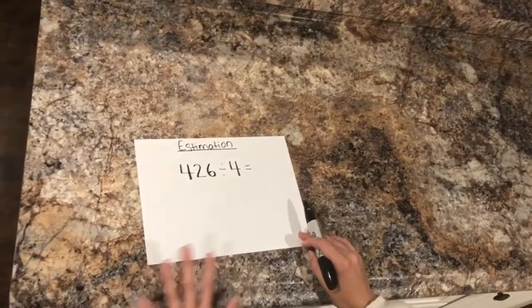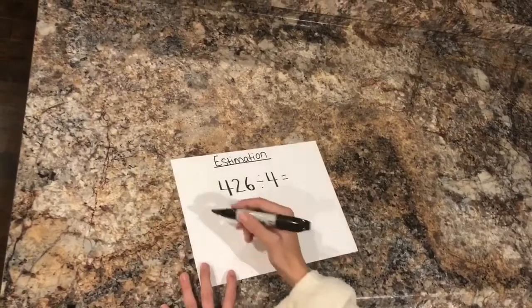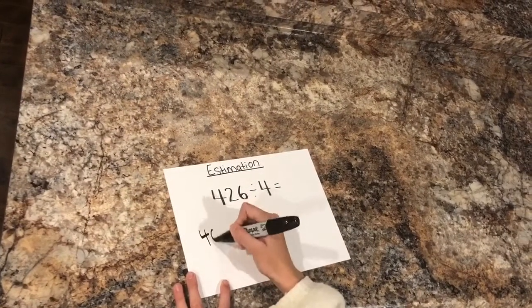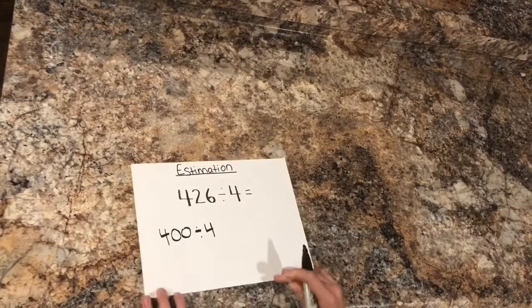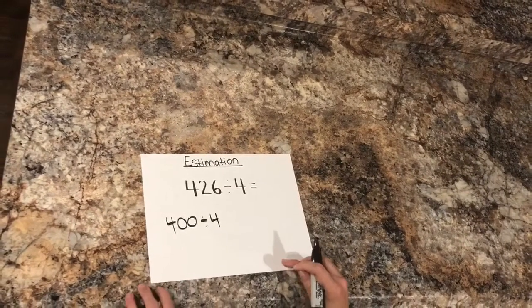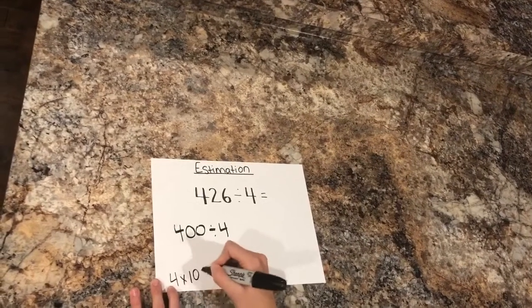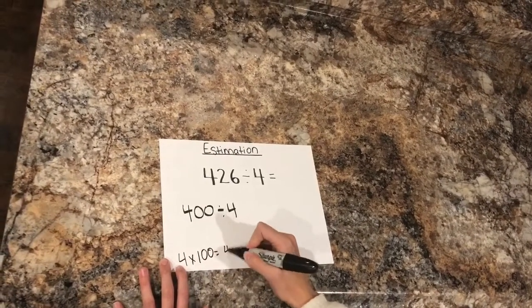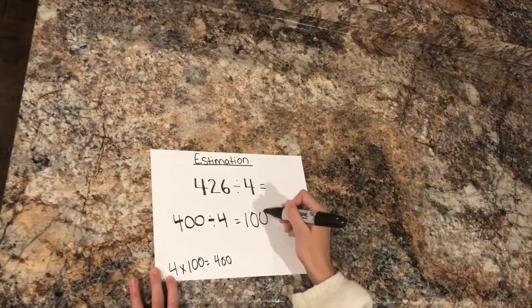So to estimate this equation, I'm going to start by rounding the 426 down to 400, because this is just a friendlier number to work with, especially with the 4. Because I know that 4 times 10 is 40 and 4 times 100 equals 400. So my estimated guess is going to be somewhere around 100.